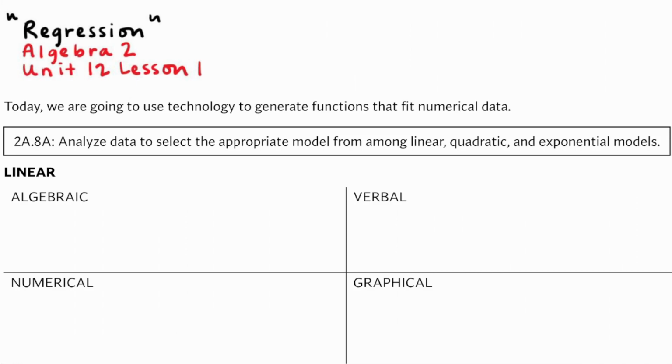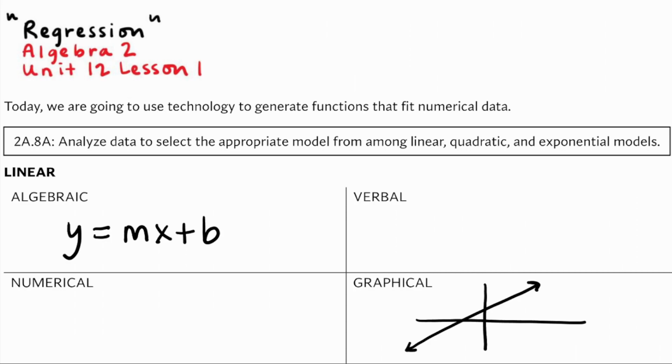So a linear function, we know the equation for a linear function: y equals mx plus b. That's an algebraic description of a linear function. Graphically, we also know what this looks like. It's called a linear function because its graph is a line.